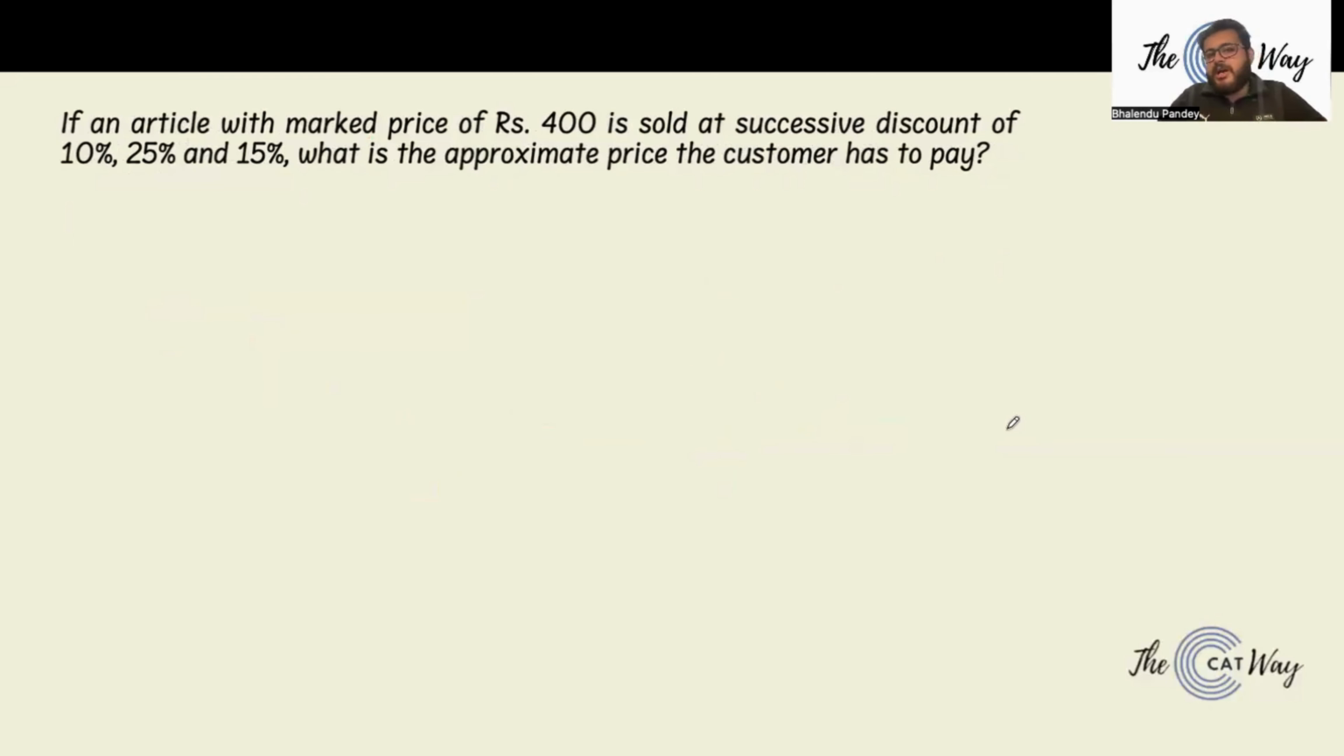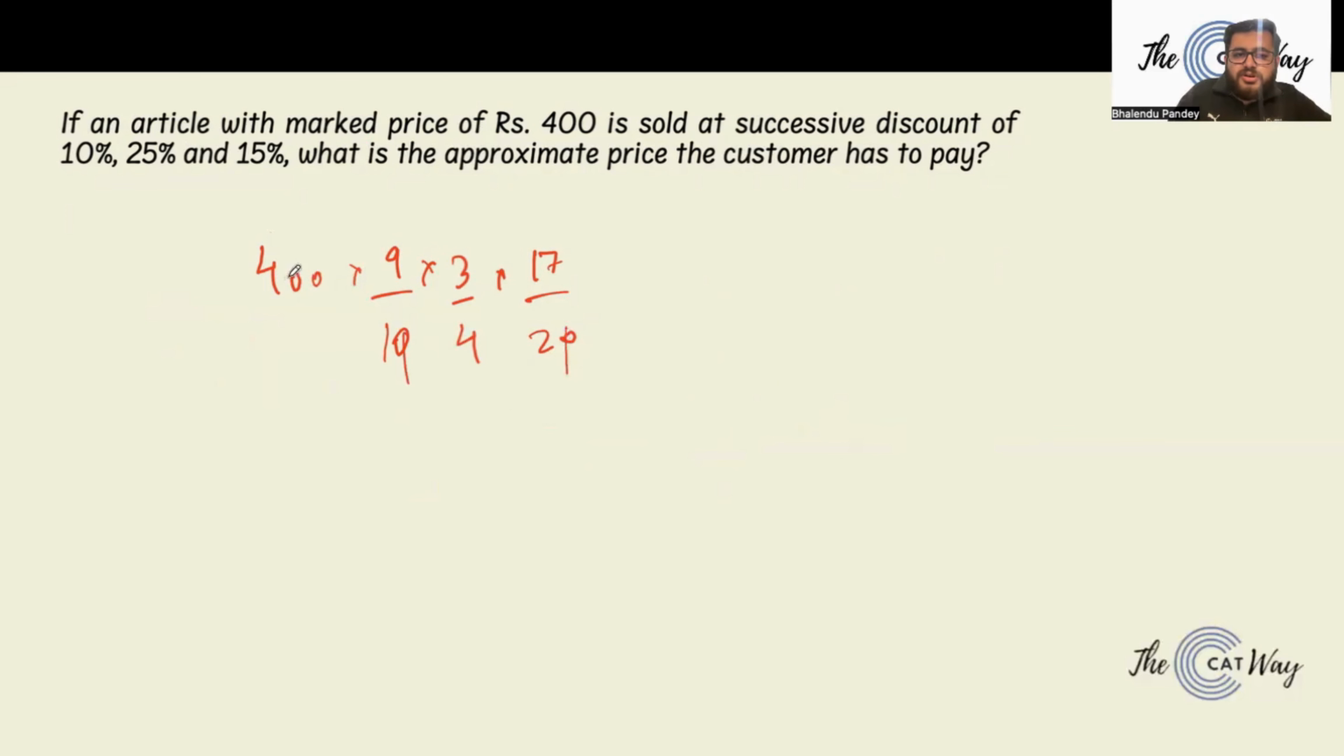If an article with a mark price of 400 is sold at successive discount of 10, 25 and 15%, what is the approximate price the customer has to pay? So 400 is the mark price. Initially a discount of 10%. So multiplying factor 9 by 10. 25% multiplying factor 3 by 4. 15% multiplying factor 17 by 20. That is what we are looking at.